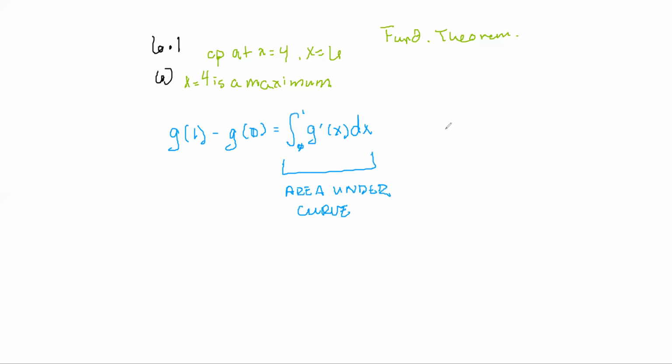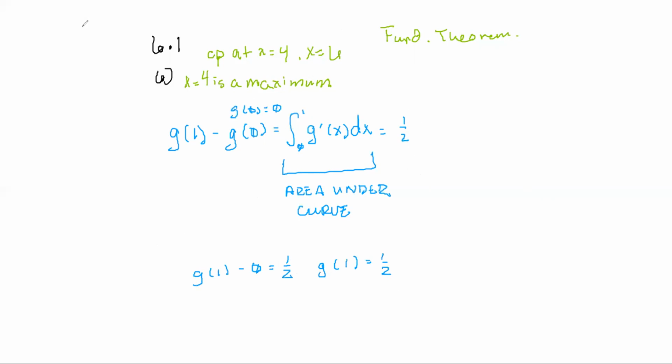Correct? So if we look, we can see that half a box is the area under the curve from 0 to 1. So we know that this is equal to 1/2. So I'm going to rewrite it like this because I know that g of 0 is equal to 0. So g of 1 minus 0 is going to be equal to 1/2. So g of 1 equals 1/2.